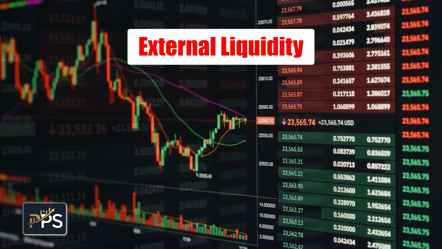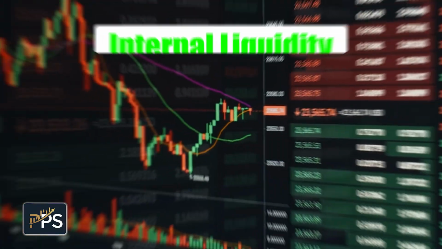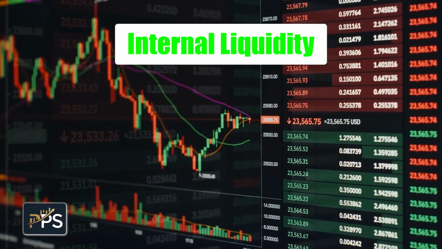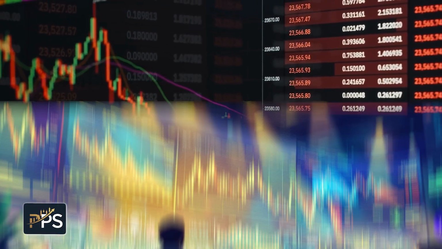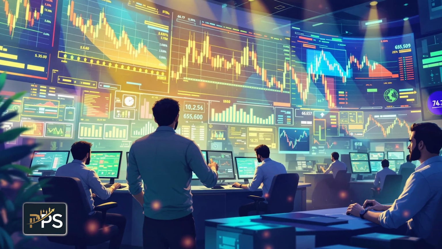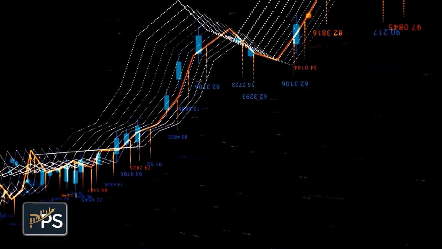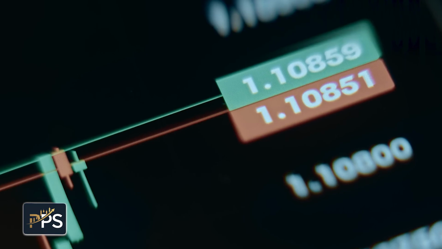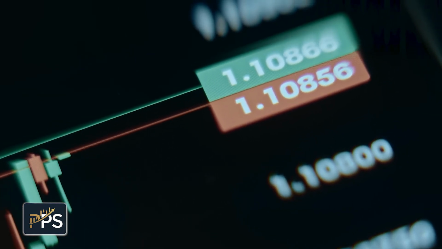External liquidity exists above major highs and below major lows. Internal liquidity, on the other hand, is found inside the range of price movements, usually near minor swing highs and lows. Market analysts at CNBC often highlight how external liquidity sweeps lead to bigger moves because they trigger a large volume of stop orders. Internal liquidity, though smaller in size, still plays an important role in intraday trades.